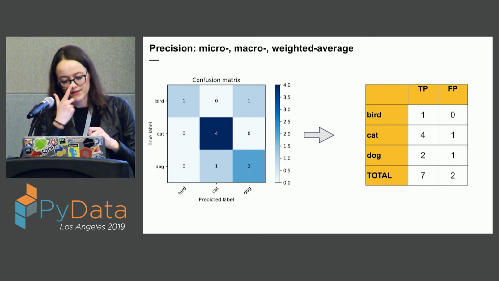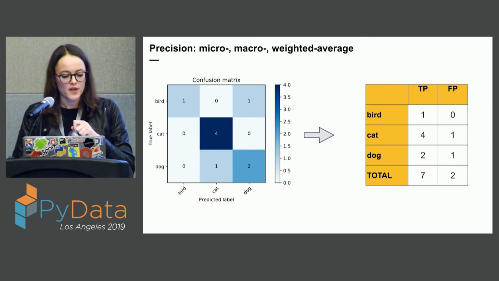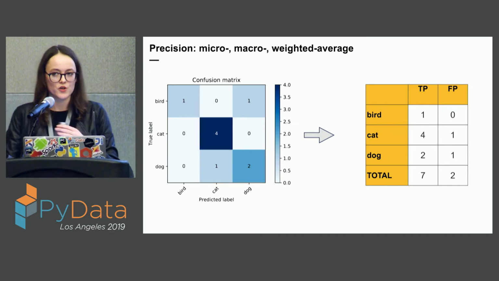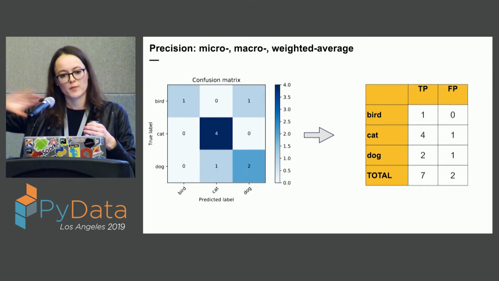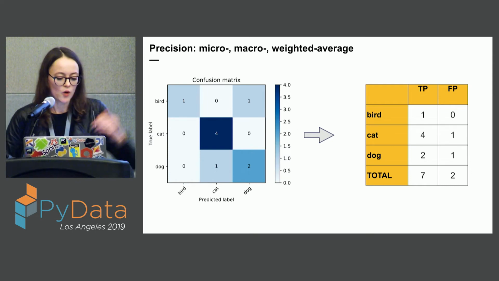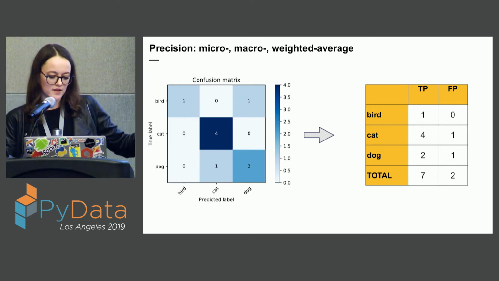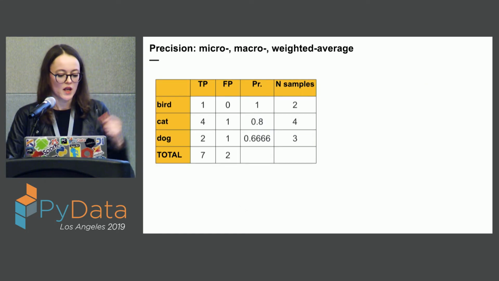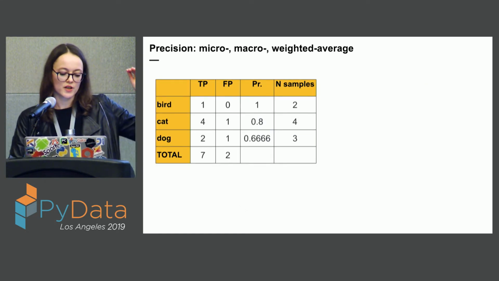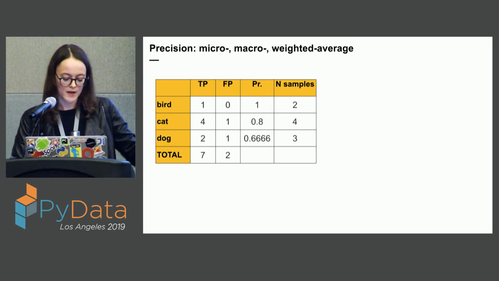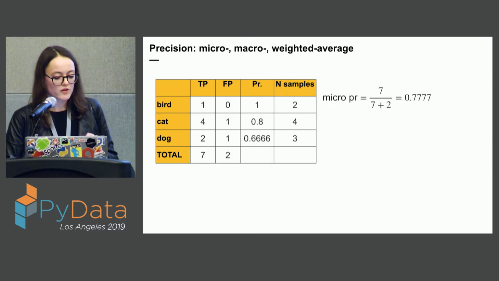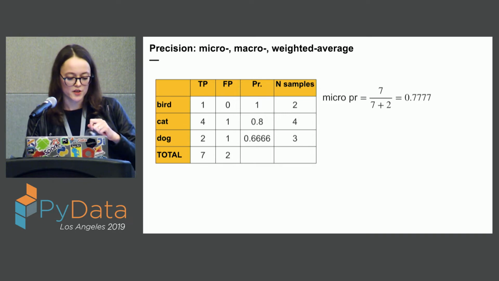And well, false negatives would have been every time we said it was something else, doesn't matter what, but it was actually a bird. So it would be this whole row summed up without that cell. And we do it for each and every class. In the end, I write down the total numbers of true positives and false positives. Now, I can calculate precision for each class individually. So for the bird, it's going to be 1, for the cat, 0.8, and so on. I'm also going to add here the number of samples. And now, micro-precision is going to be calculated just from the totals.